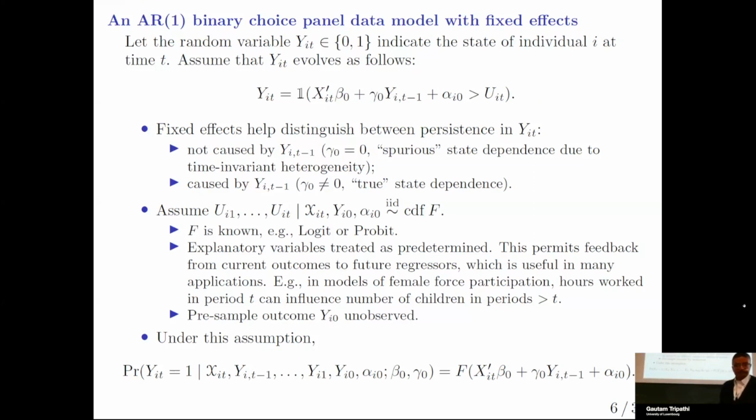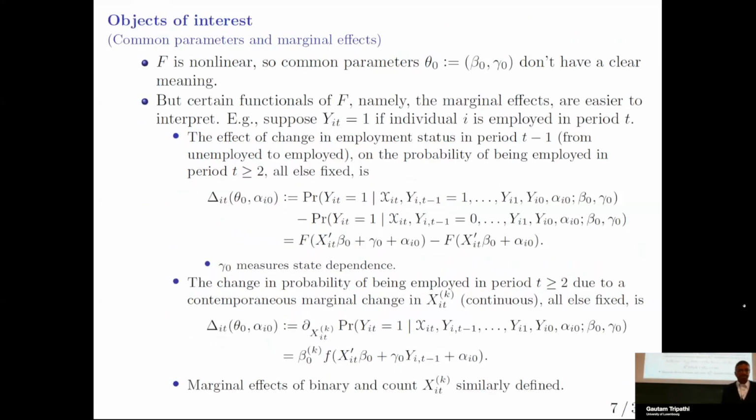Under these assumptions, you can compute the probability that y is equal to 1, and this is just this CDF evaluated at this index. The objects of interest here are the common parameters, beta and gamma. Beta are the coefficients on the x's. Gamma is the state dependence parameter, the coefficient on the lagged outcome. But because these parameters enter F, and F is nonlinear, these parameters don't have a clear meaning, so we cannot interpret them very neatly.